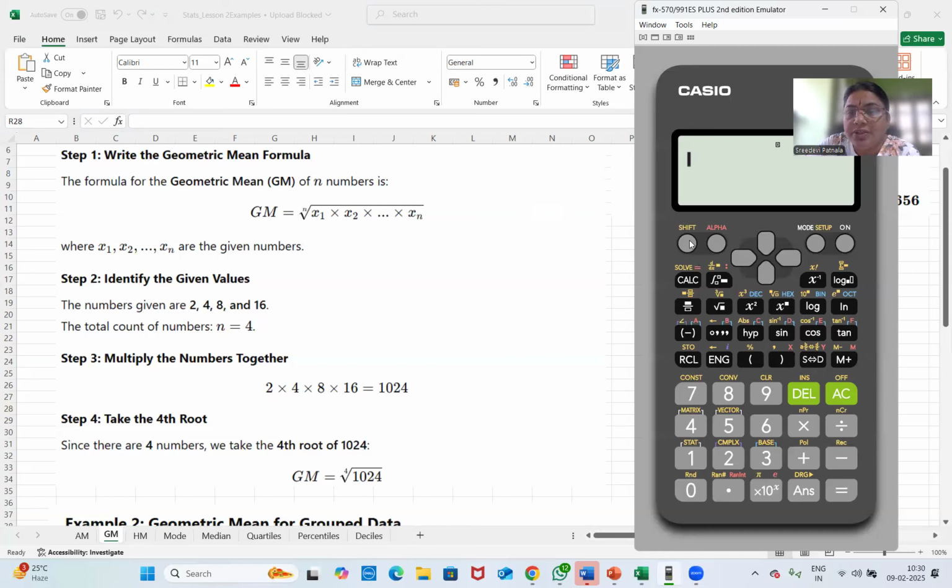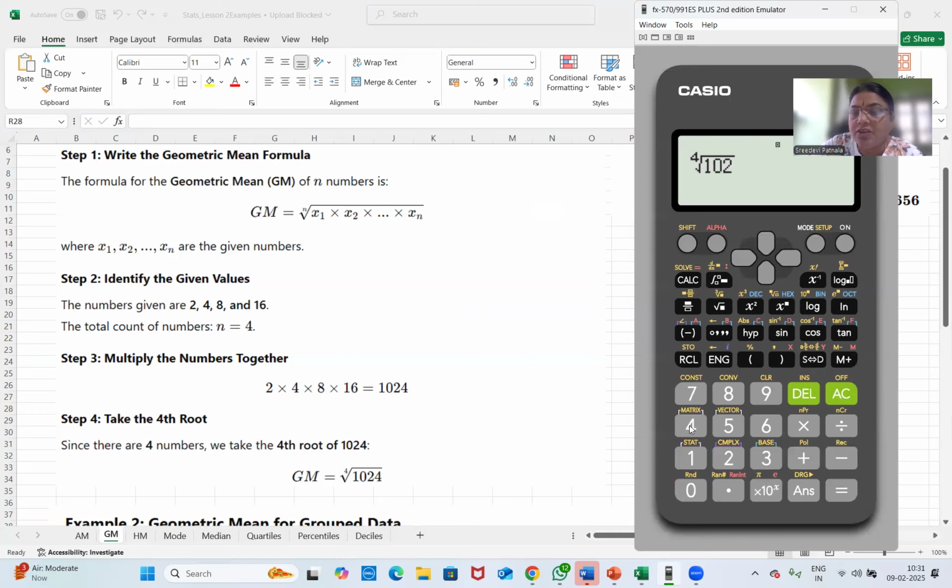So now shift. Your shift is on, if you observe here. So this is the formula you want: the fourth root of. Now 4 you have typed. Now use the up arrow and down arrow and place the cursor. When you use the arrow on the left-hand side or right-hand side, whichever you are facing, for me it is the right-hand side. So now you type 1024.